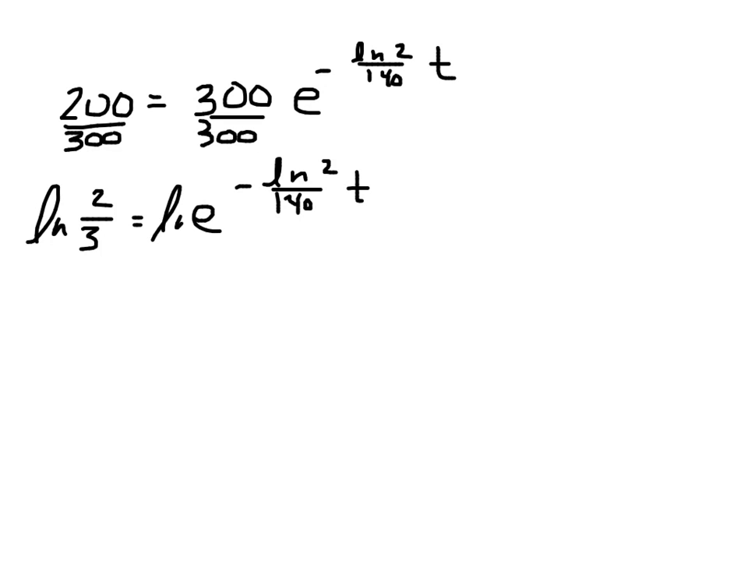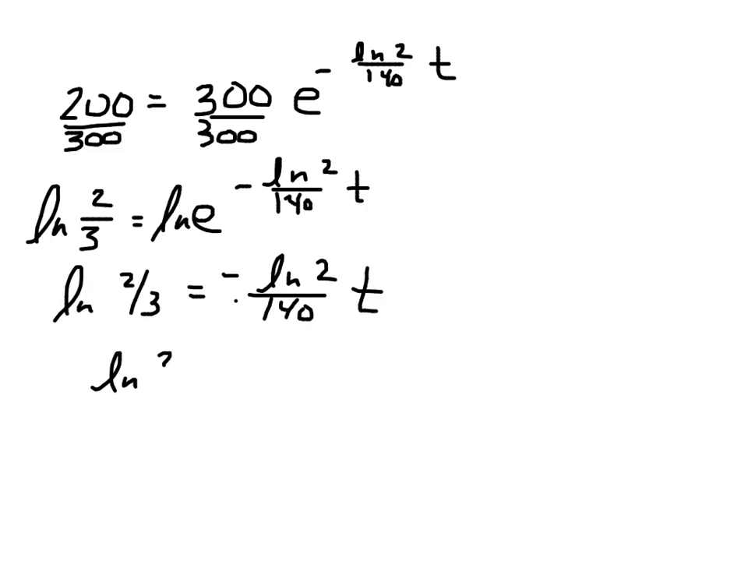You ln both sides to get rid of e. So you get the ln of 2/3 equals negative the ln of 2 over 140 times t. In order to get rid of that, you divide. When you divide by a fraction, you end up multiplying by the reciprocal. So you have the ln of 2/3 times negative 140 over the ln of 2.